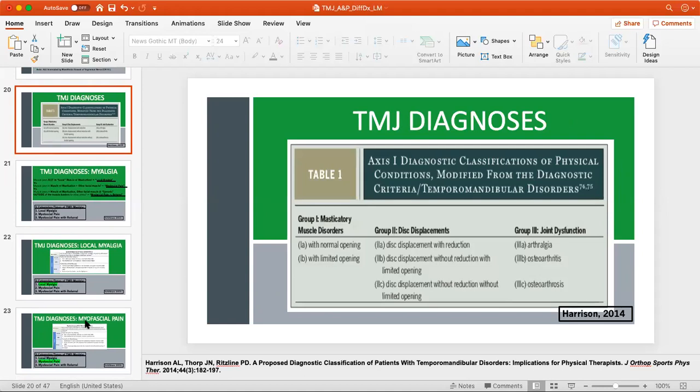Well, here's our DC/TMD, or our criterion-based diagnoses. And without getting too much into the weeds about each one of these, I want to try to keep it kind of broad and schematized, or try to create these big categories for you all so that we can understand it a little bit more easily. So here's what I want to describe: you're going to have muscle dysfunction, joint dysfunction related to the disc, or just straight up joint dysfunction. Those are going to be your three main groups for TMD or for TMJ dysfunction.